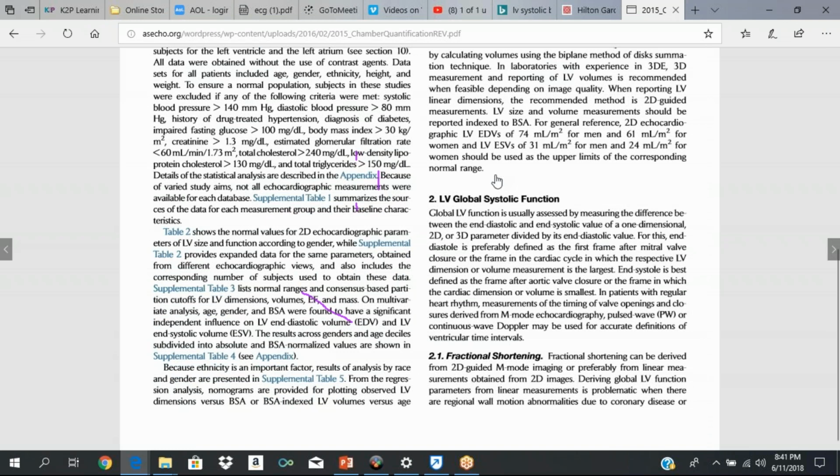Again, we showed you how to do ejection fraction. It's just end diastolic volume minus end systolic volume, divided by the end diastolic volume. And then the fractional shortening is when you use the linear dimensions. Okay.